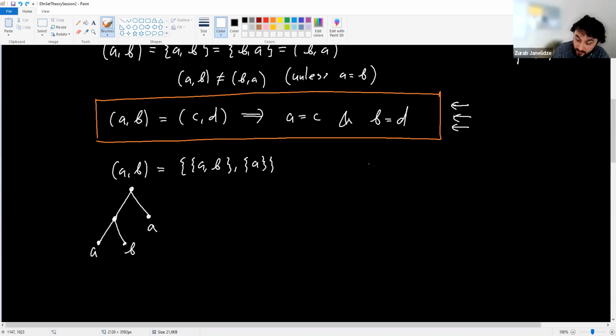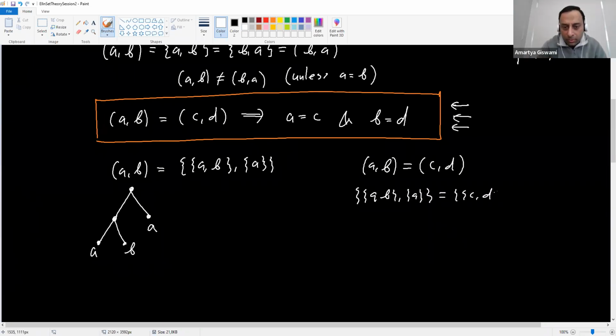So imagine it turns out that ordered pair AB equals ordered pair CD. Then we would have this set equal to this one. There should be a comma in between A and B.